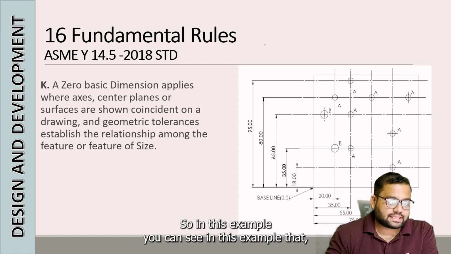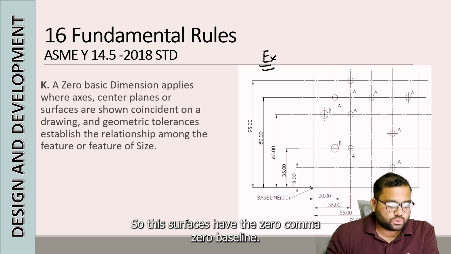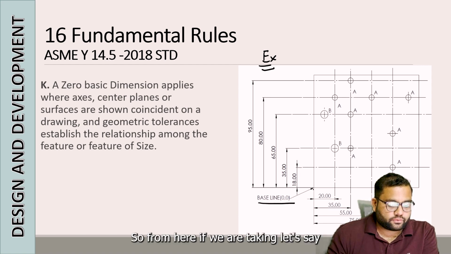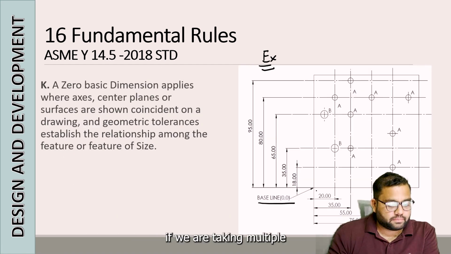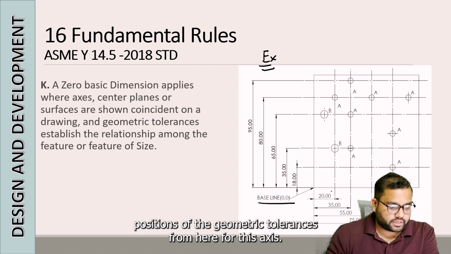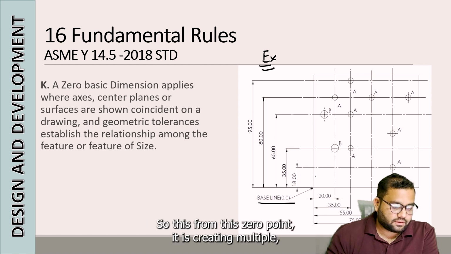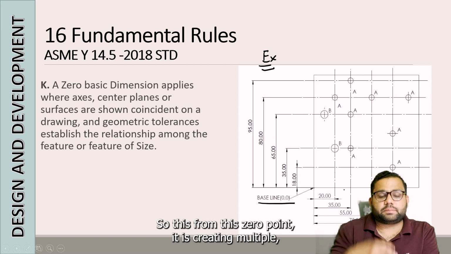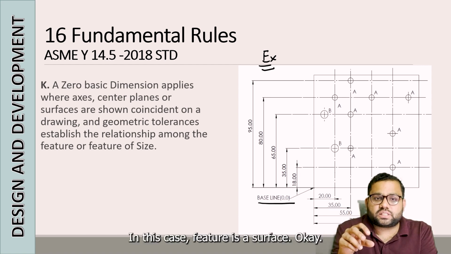In this example, you can see the point where the two surfaces are meeting. These surfaces have the 0, 0 baseline. From here, if we take multiple positions of the geometric tolerances for this axis, these are multiple center lines or axes from the surface. So from this 0 point, it is establishing a relationship among the features. In this case, the feature is a surface.